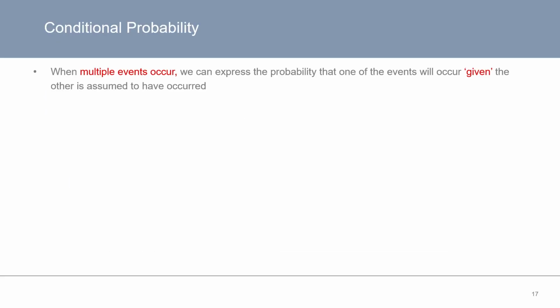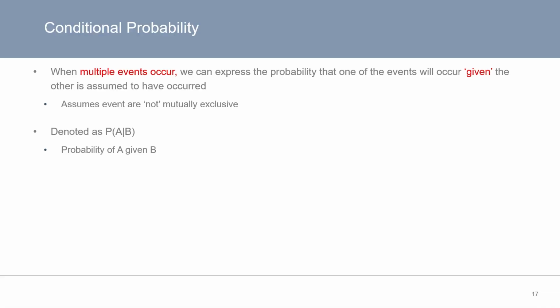Now let's talk about conditional probability. Here we have a situation where multiple events occur, and we can express the probability that one of the events will occur given that the other is also assumed to have occurred. First off, with conditional probabilities, we're assuming that events are not mutually exclusive. So in other words, there is some overlap.